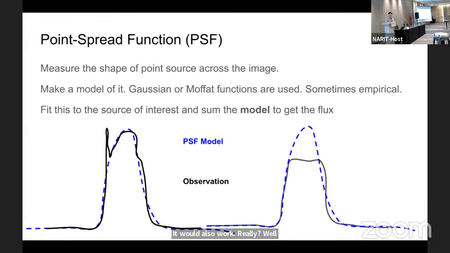This also works much better than aperture photometry when you have blending, when you have a lot of sources that you cannot quite resolve, because PSF models can attempt to distinguish the contribution from all these different sources.